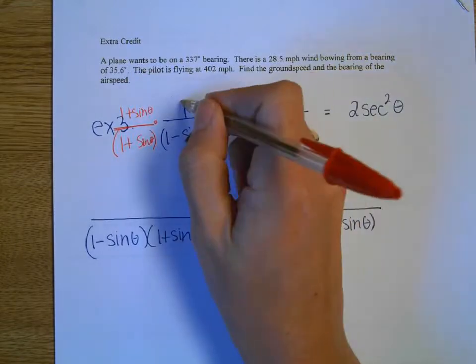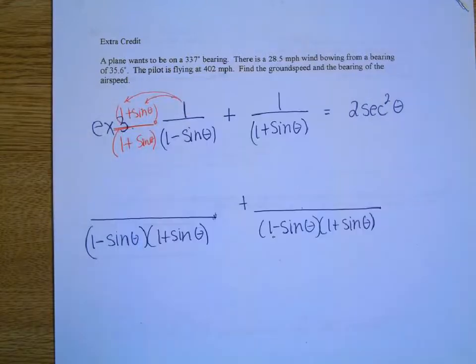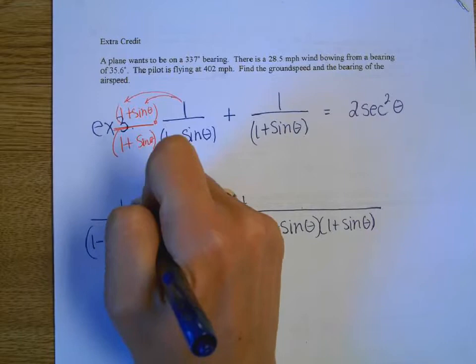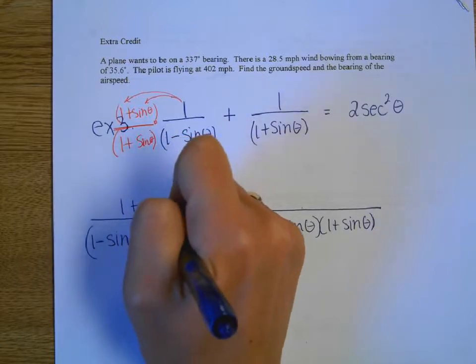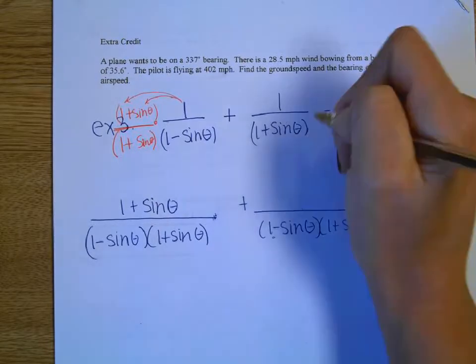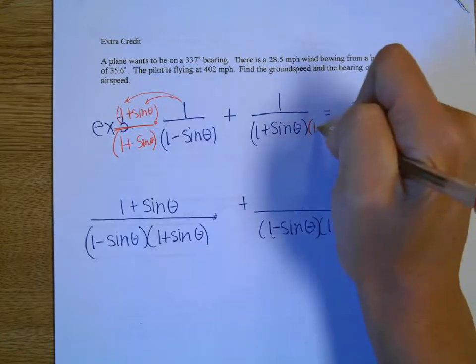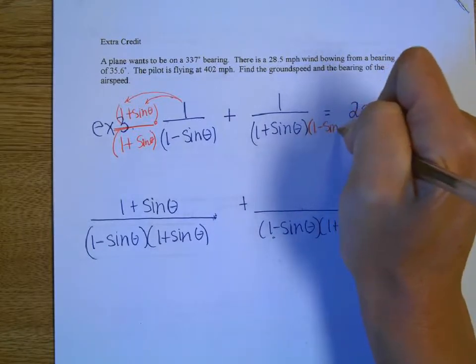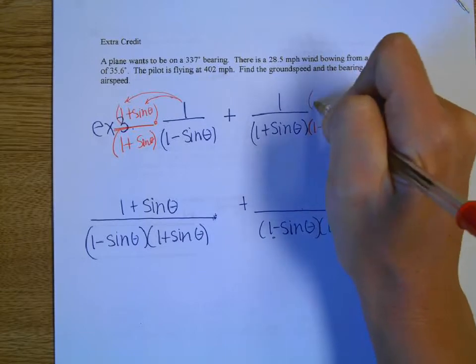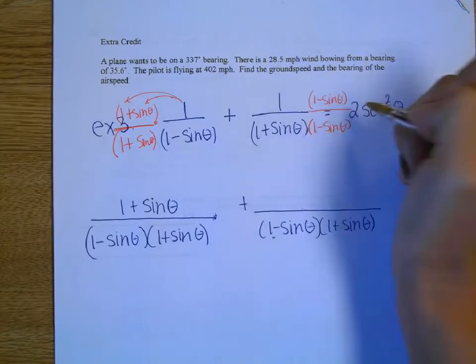Because I'm just multiplying by 1 and I distribute that in, what's my numerator going to be? 1 plus sine. Okay, use the same reasoning on the second one. What did the denominator get multiplied by? 1 minus sine. So what do I have to multiply the numerator by? Same thing. Wouldn't it be 1 minus sine? Yeah, that's what we said.